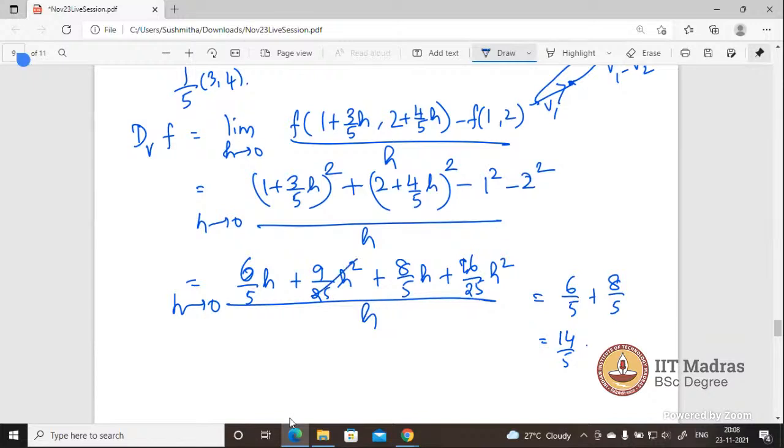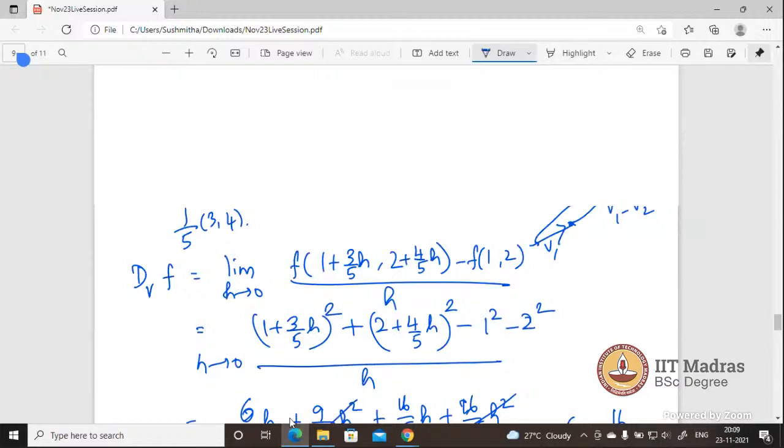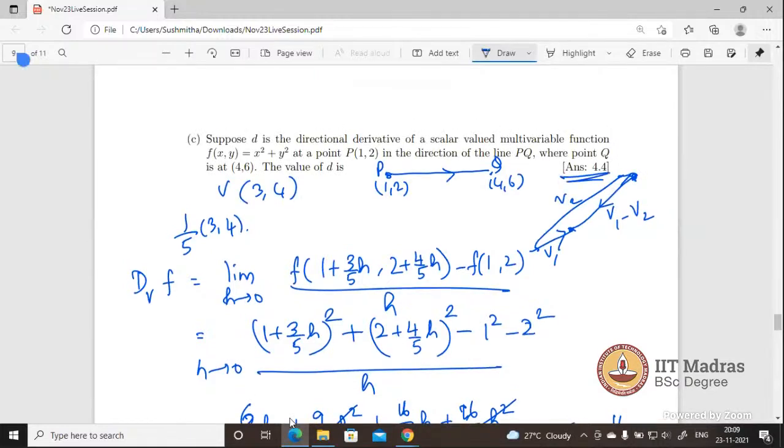As h goes to 0, this goes off. That'll be 2, 8, 16 by 5h, isn't it? Oh, there's an 8 here instead of 2. 8 by 5h, isn't it? Okay. Thankfully, we found out. So this is 4 point. So yes, the answer is 4 point.